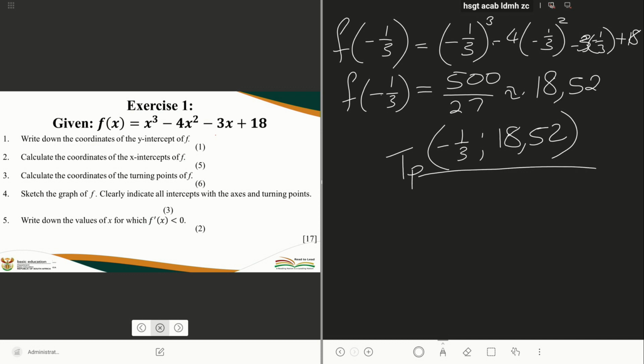Where is the other turning point? It is the one that we have identified to be the same as the x-intercept. So that second turning point was 3 and 0. Yes. Then, let's move on now.